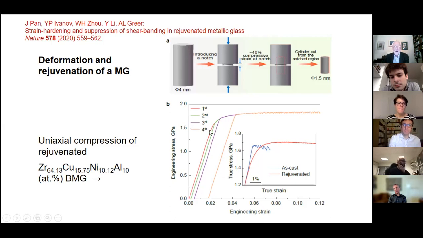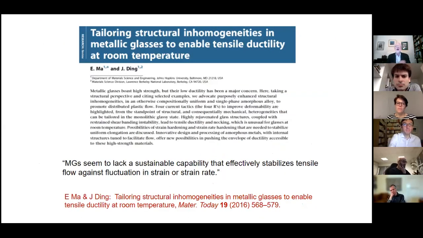The onset of the flow is undoubtedly earlier, so the material is softened in this rejuvenated state. But once it does flow, the flow is beautifully uniform, not like this jagged shear band mediated flow that you get in the as-cast glass. So it's quite different behavior. That's in compression. And it suggests that we can go beyond what Evan Ma had suggested was a pretty fundamental problem with metallic glasses, that they just lack any sustainable capability to stabilize themselves against tensile flow, where you have a fluctuation in strain or strain rate, which I've mentioned earlier.